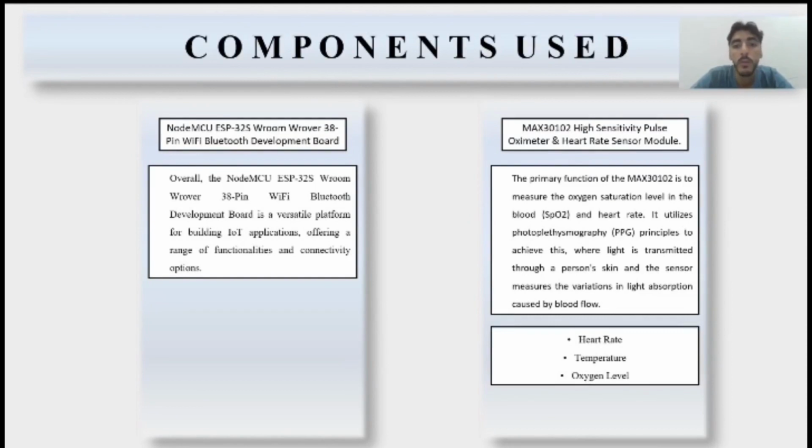I'm going to explain the components that we are going to use in our project. We have a MAX30102, which is used to measure temperature, SpO2, and heart rate. And we have a microcontroller for receiving the data from the sensor, reading the data, and interacting with an interface. That's all. Thank you so much.